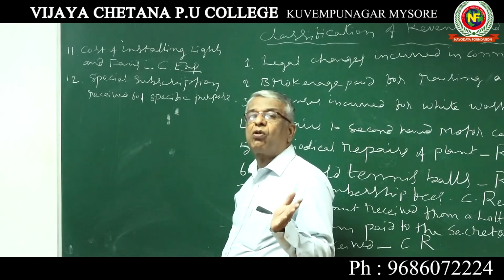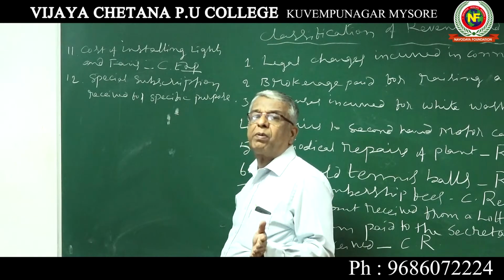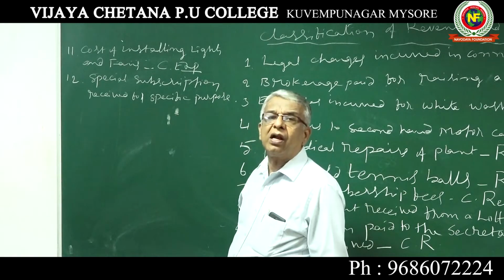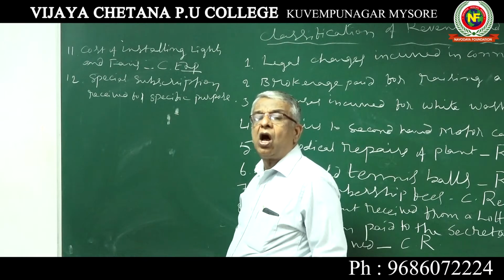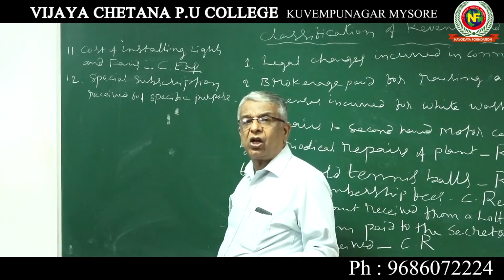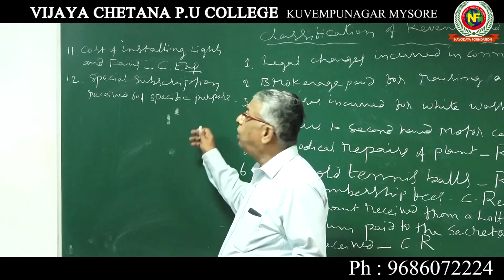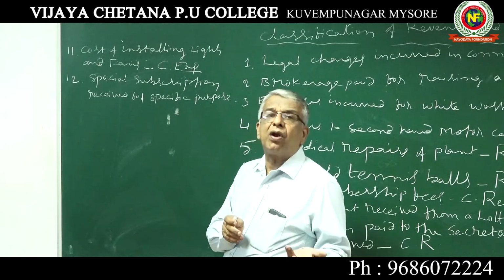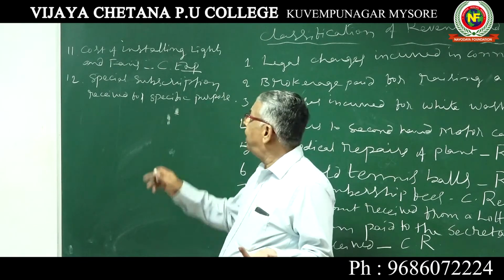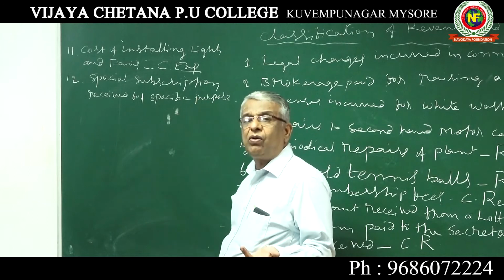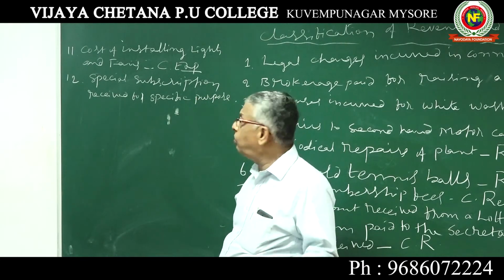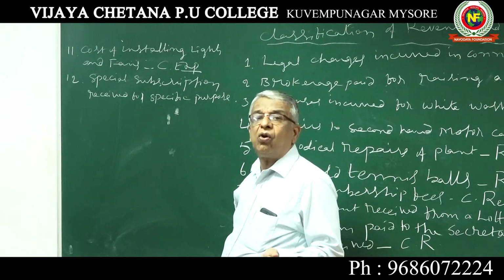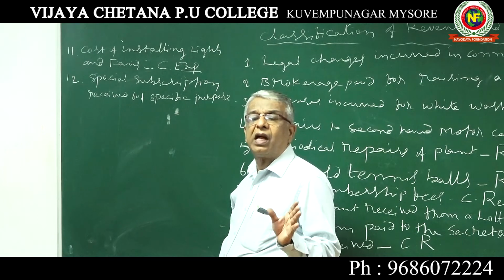If a special subscription is received for a specific purpose, for example, a subscription received to give a party to the governor, or to honor the CM of a particular state. So, we are going to receive that subscription to give a party to the governor. In the name itself it is given, it is the amount received to give a party to the governor. So, we have to use that amount only to give a party to the governor. We cannot use that amount for other purposes.